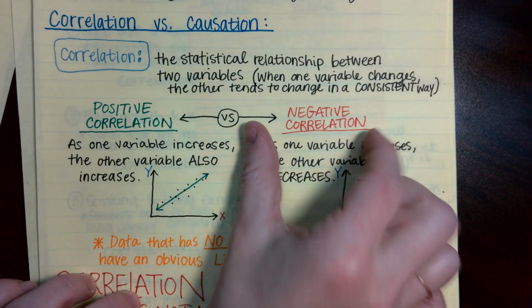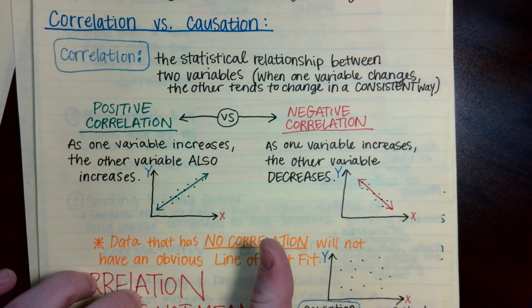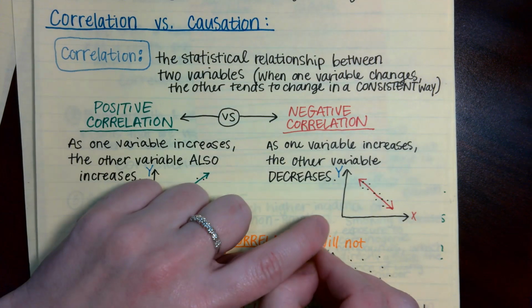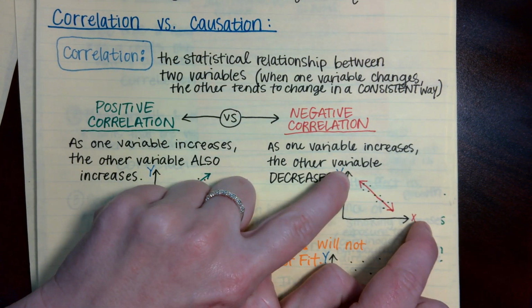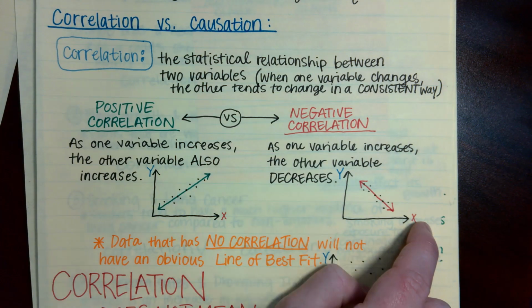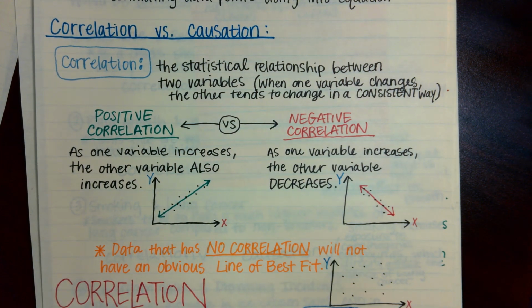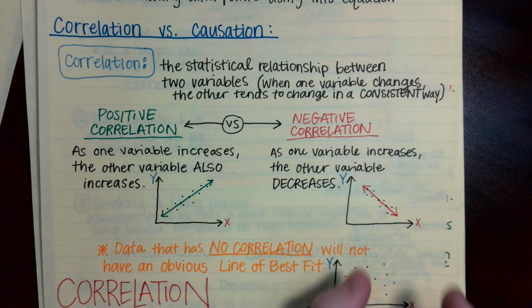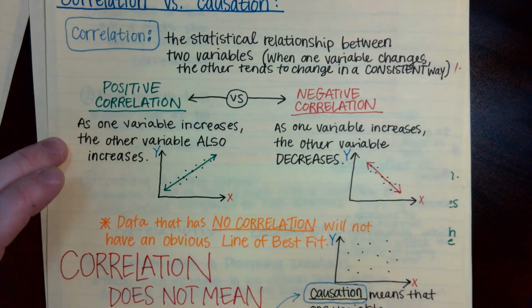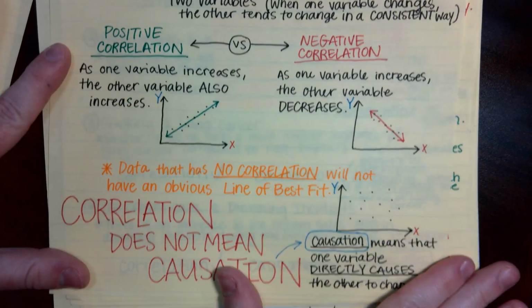Now, if there's a negative correlation, this is still a type of correlation. It just means that as one variable gets larger, the other one gets smaller, so it's going to move downwards. As long as it stays consistent, they are correlated. It doesn't mean that these are causing each other to change. It just means that they do change at the same time. So correlation just means that they have similar, consistent movement patterns. Here's where the difference comes in.